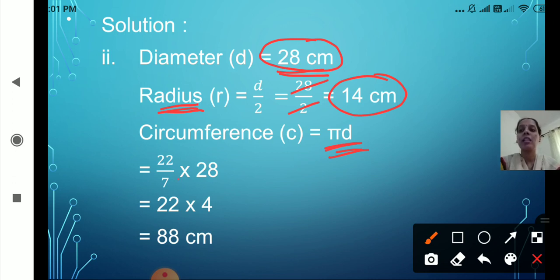Now we can cancel this. 7 1s are 7, 7 4s are 28. So what we got here? 22 multiplied by 4, that is 22 4s are 88 centimeter. So what is the circumference? 88 centimeter. Now we will see the next sum.